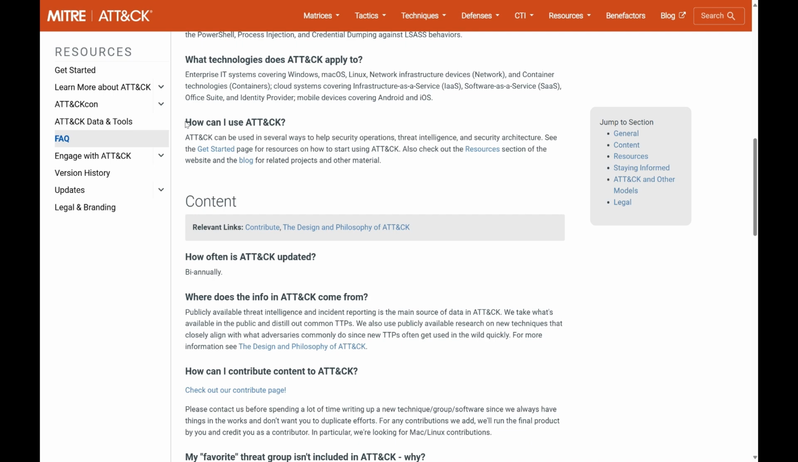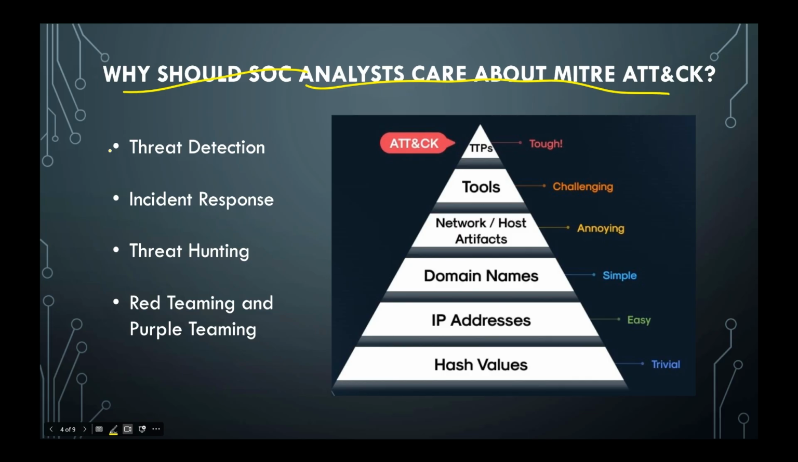So how can I use ATT&CK? MITRE ATT&CK helps you detect threats more accurately because you know what to look for in the logs. Then investigate incidents by mapping attackers' behavior step by step. Threat hunting, hunt threats proactively instead of waiting for alerts. And you can even work with red teams and purple teams because it gives everyone a common language. So basically, it turns you from reacting to alerts to actually staying one step ahead of the attacker, cool, right?